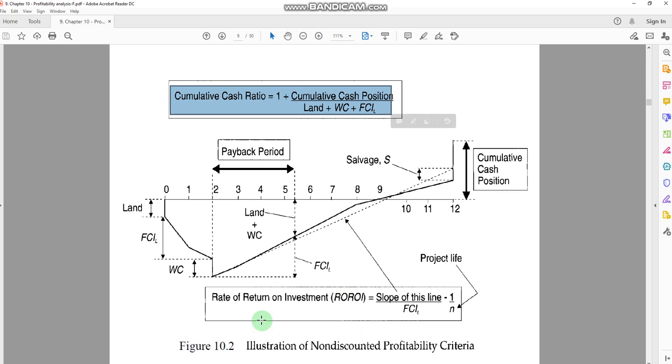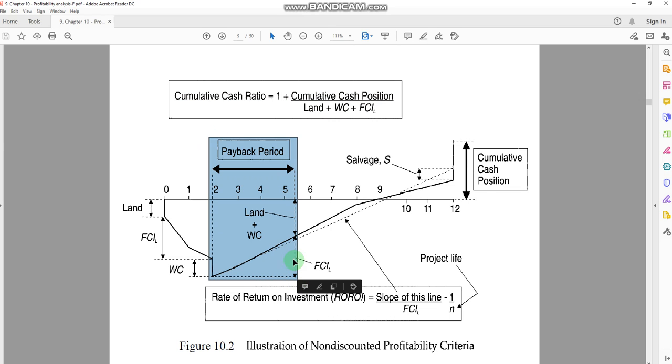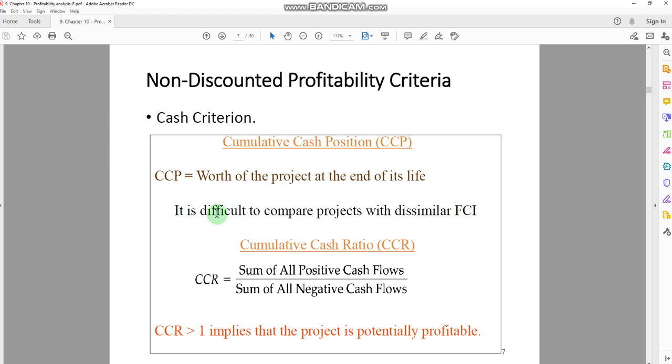Now here you can see that there is a payback period. We talked about this: it is the time in which you can recover the fixed capital investment from the project. The shorter the payback time, the better the project is. Then we have one more equation. If the cumulative cash ratio is greater than 1, it implies that the project is potentially profitable. So if the CCR value is greater than 1, we have better potential for profits.